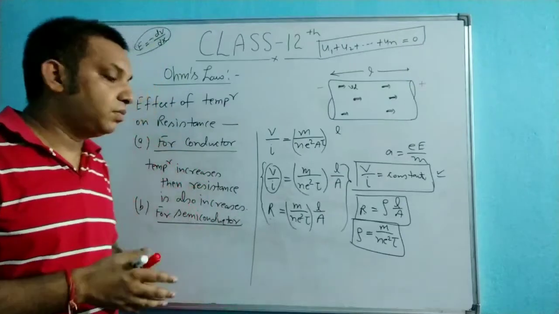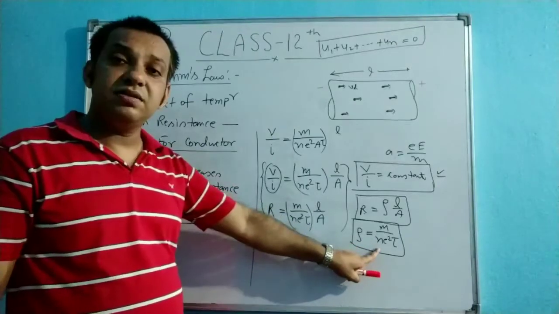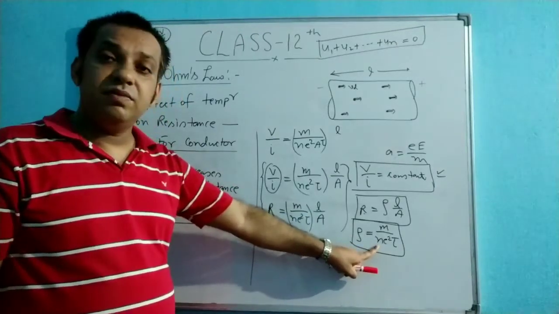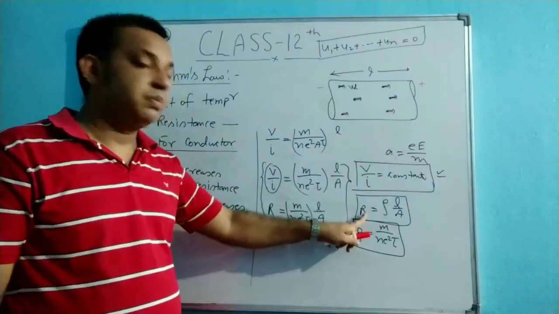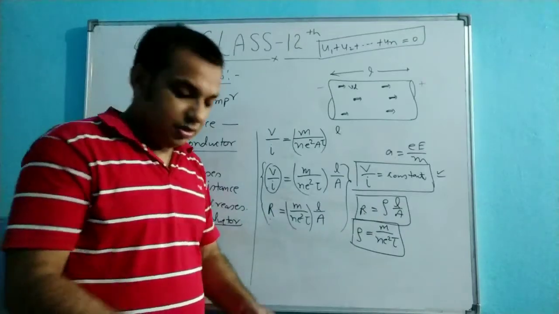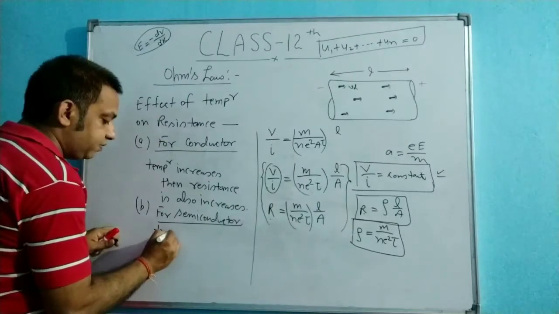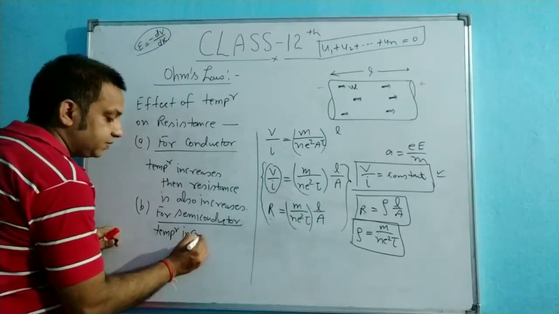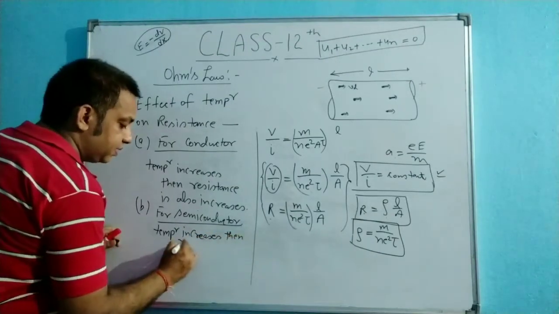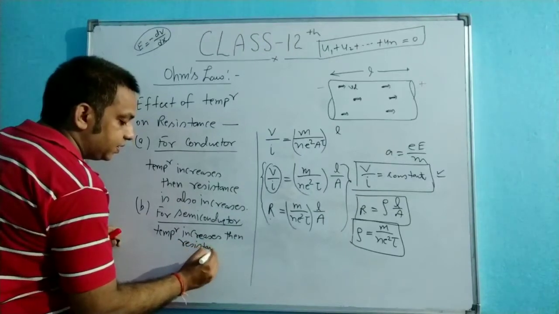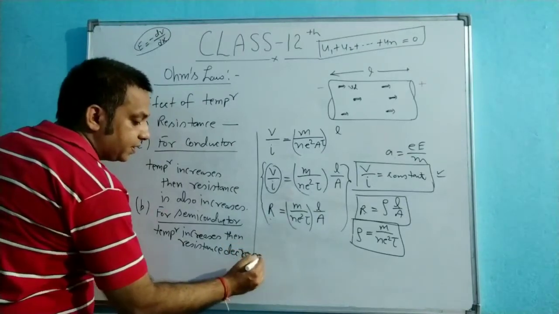If you get more free electrons, that means this n will increase. If n increases, rho will decrease, and if rho decreases, R will decrease. So for a semiconductor, if temperature increases, then resistance decreases.